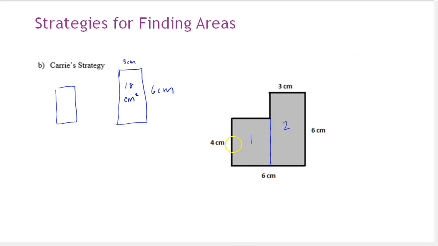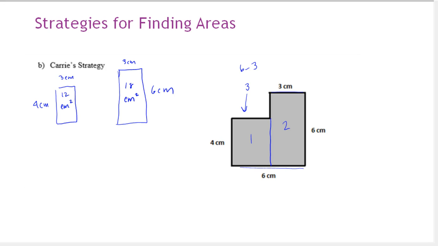Well, we know this is 4, but we don't know this piece right here. So this whole length is 6, this length is 3, so this length must be the difference between 6 and 3, which is 3. If this whole piece is 6, this is 3, we need to add 3, so it will be a total of 6. So this smaller rectangle is 3 centimeters times 4 centimeters, which is 12 centimeters squared.